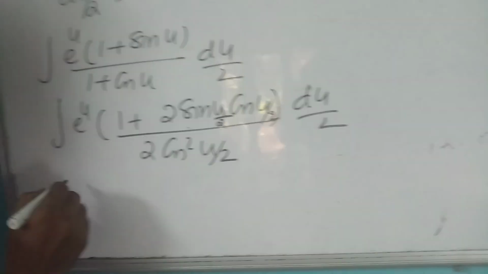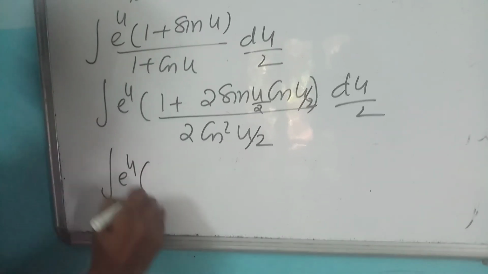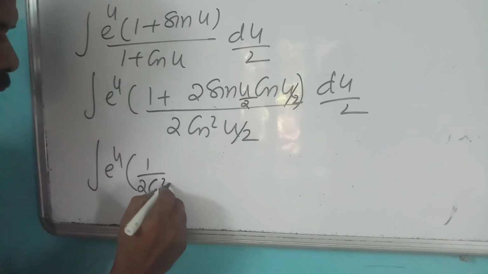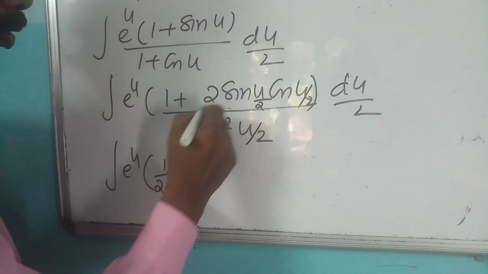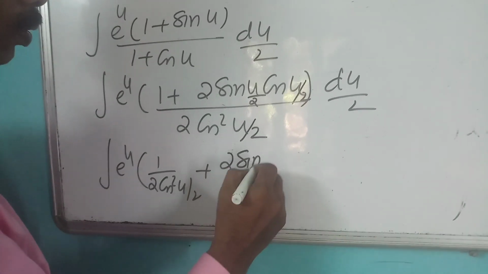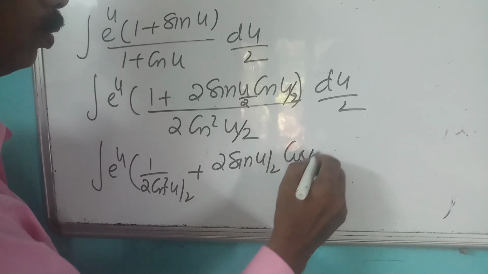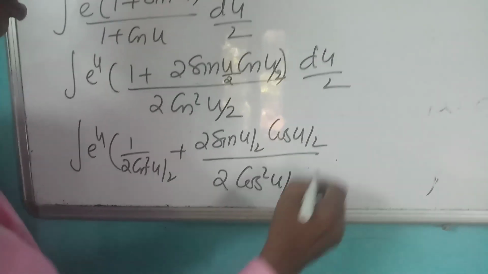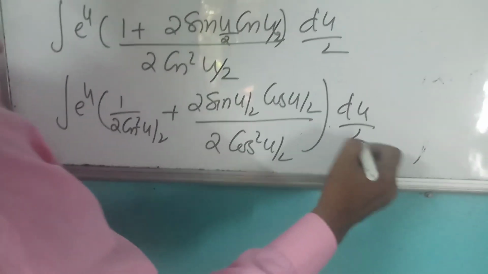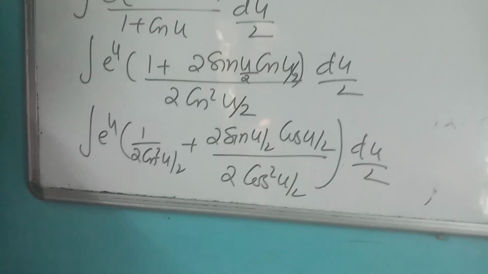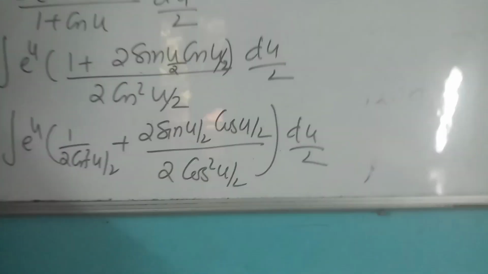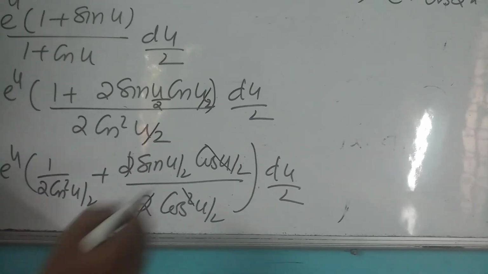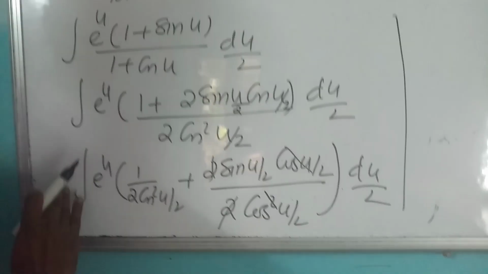Then separate e raised to u into 1 by 2 cos square u by 2 plus 2 sin u by 2 cos u by 2 by 2 cos square u by 2, into du by 2. We can cancel these two and one cos also. Then take this 1 by 2 as a common term.